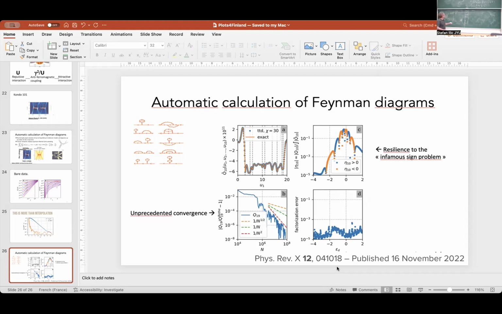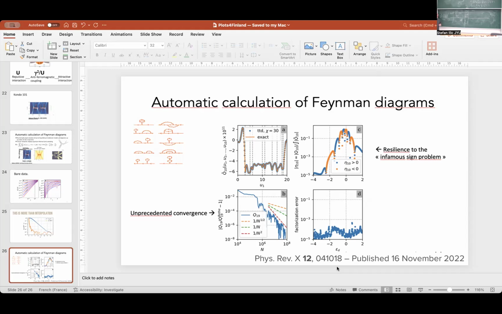All of them are of order 1. So actually, the variance of these things is typically 1. And the typical error that you will get is sigma over square root of the number of repetitions. So let's call that n repeat.